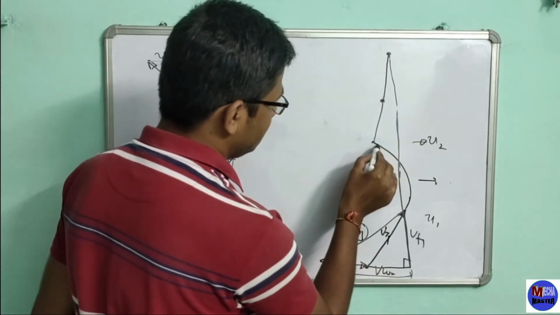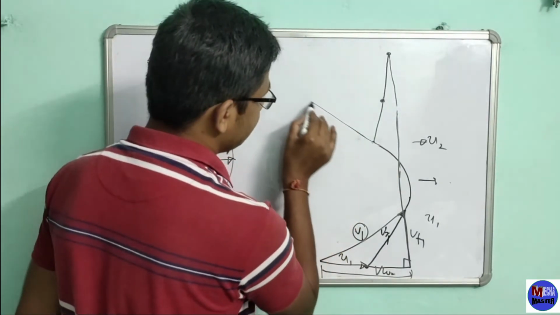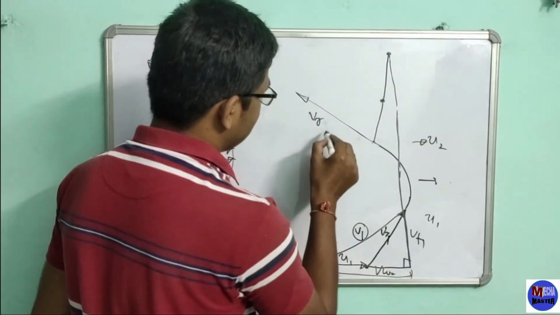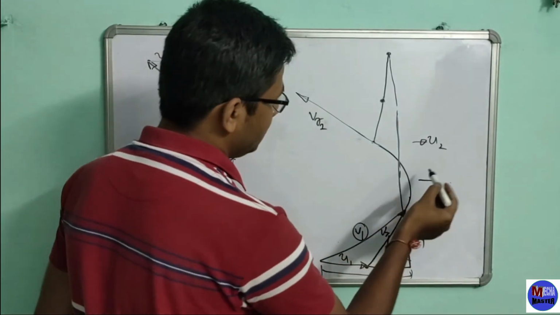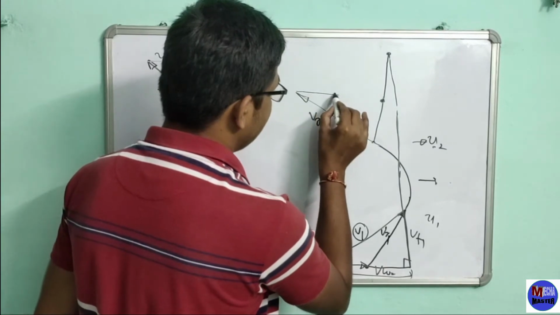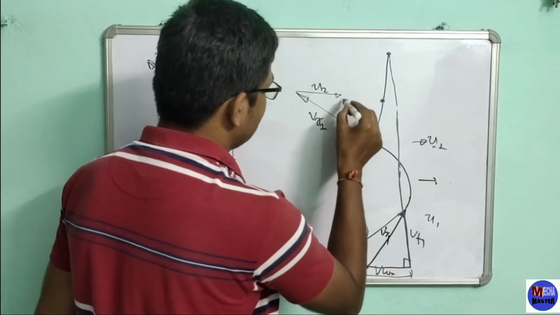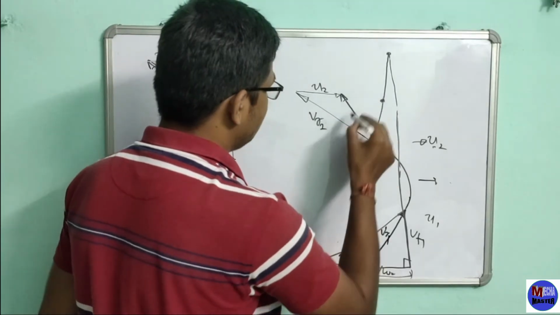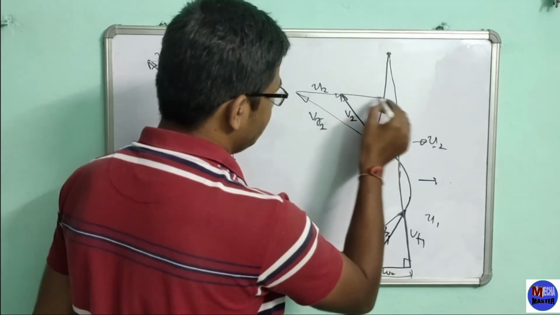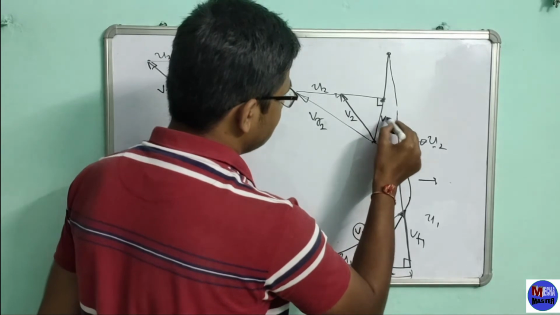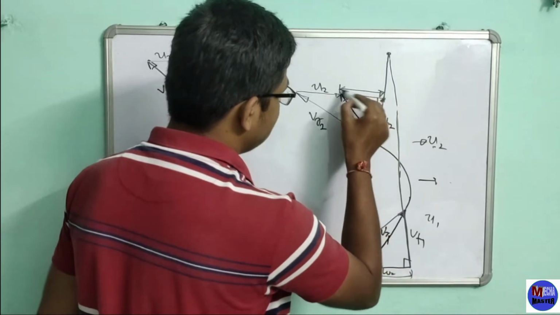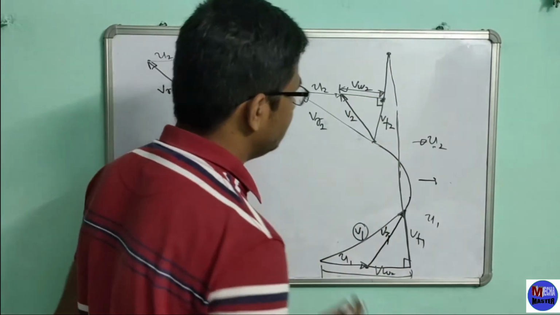Anywhere you can see, I have already told you that the tangent velocity will be the relative velocity. Then you add the vane velocity at the outlet, u2. If you draw the resultant, this is called the main velocity at the outlet. This will be 90 degrees, this will be the radial flow velocity, and this will be the whirl velocity at the outlet. It is very easy.